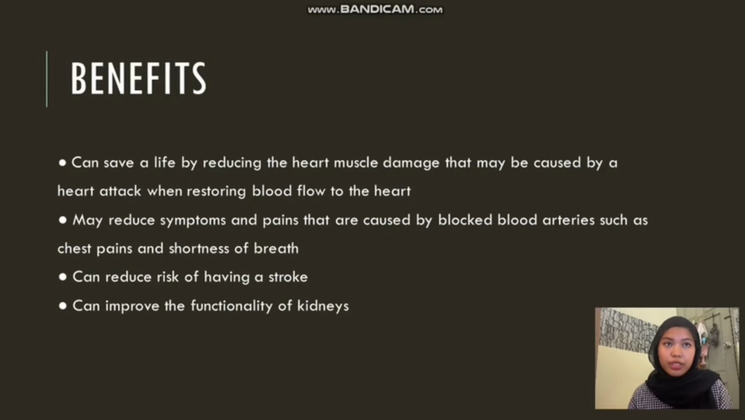Treating blocked arteries with angioplasty and stenting has many benefits. First, it can save lives by reducing the heart muscle damage that may be caused by a heart attack, by restoring blood flow to the heart. Second, it may reduce symptoms and pains that are caused by blocked arteries, such as chest pains and shortness of breath. Third, it can reduce the risk of having a stroke. And lastly, it can also improve the functionality of the kidney in humans.